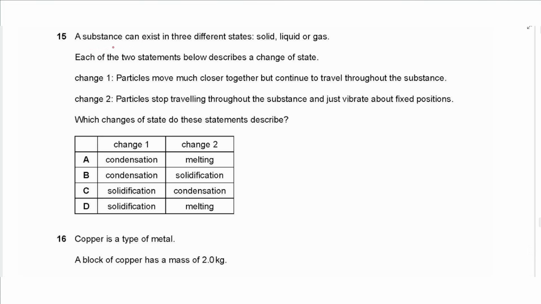Question 15 says, a substance can exist in 3 different states, solid, liquid, or gas. Each of the 2 statements below describes a change of state. Change 1 says particles move much closer together but continue to travel throughout the substance. So if molecules are able to move, that's gas or liquid, but much closer means we are converting from gas to liquid, so this is condensation. And change 2 says particles stop traveling throughout the substance and just vibrate about fixed positions, so that's a transition from liquid to solid, so this is solidification, so the answer is B.